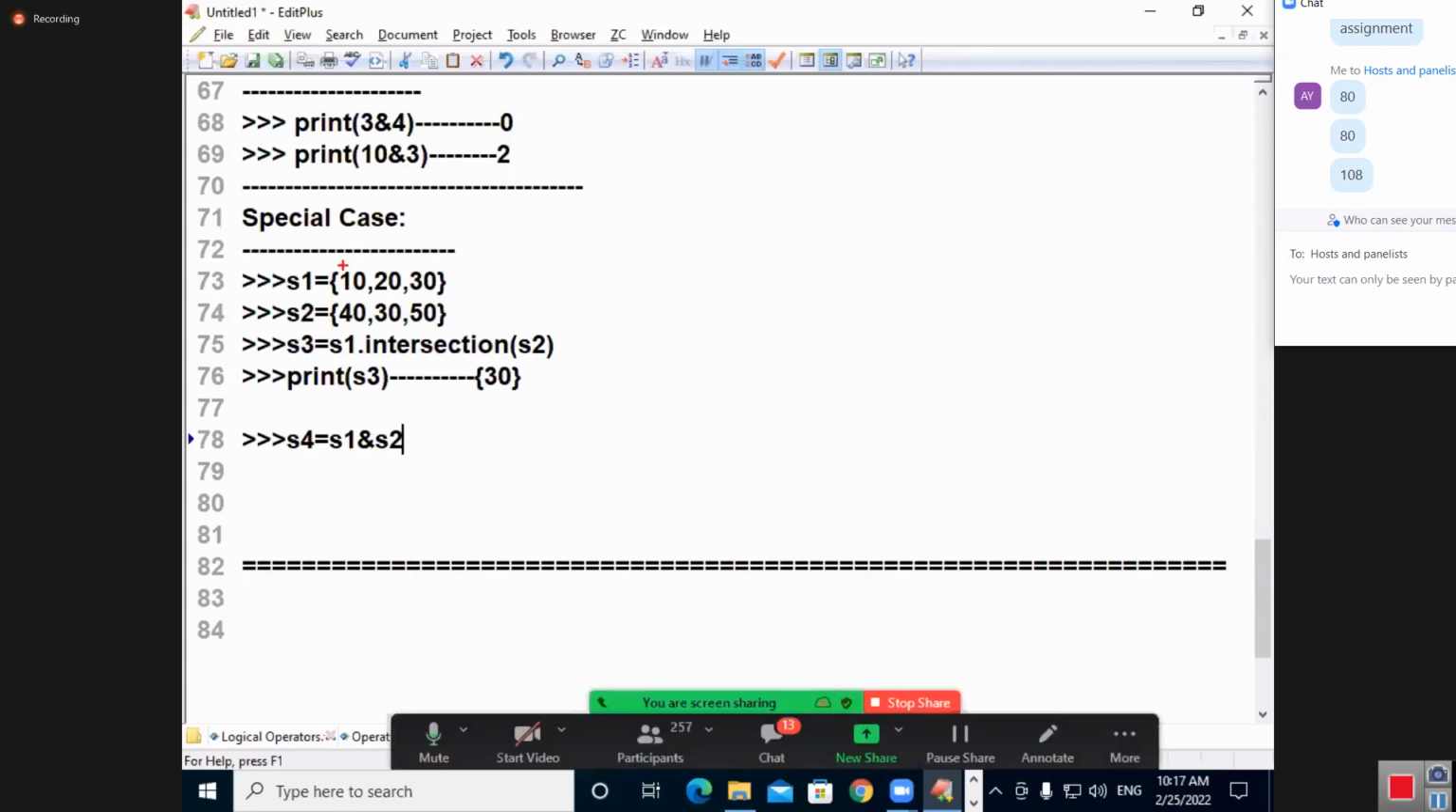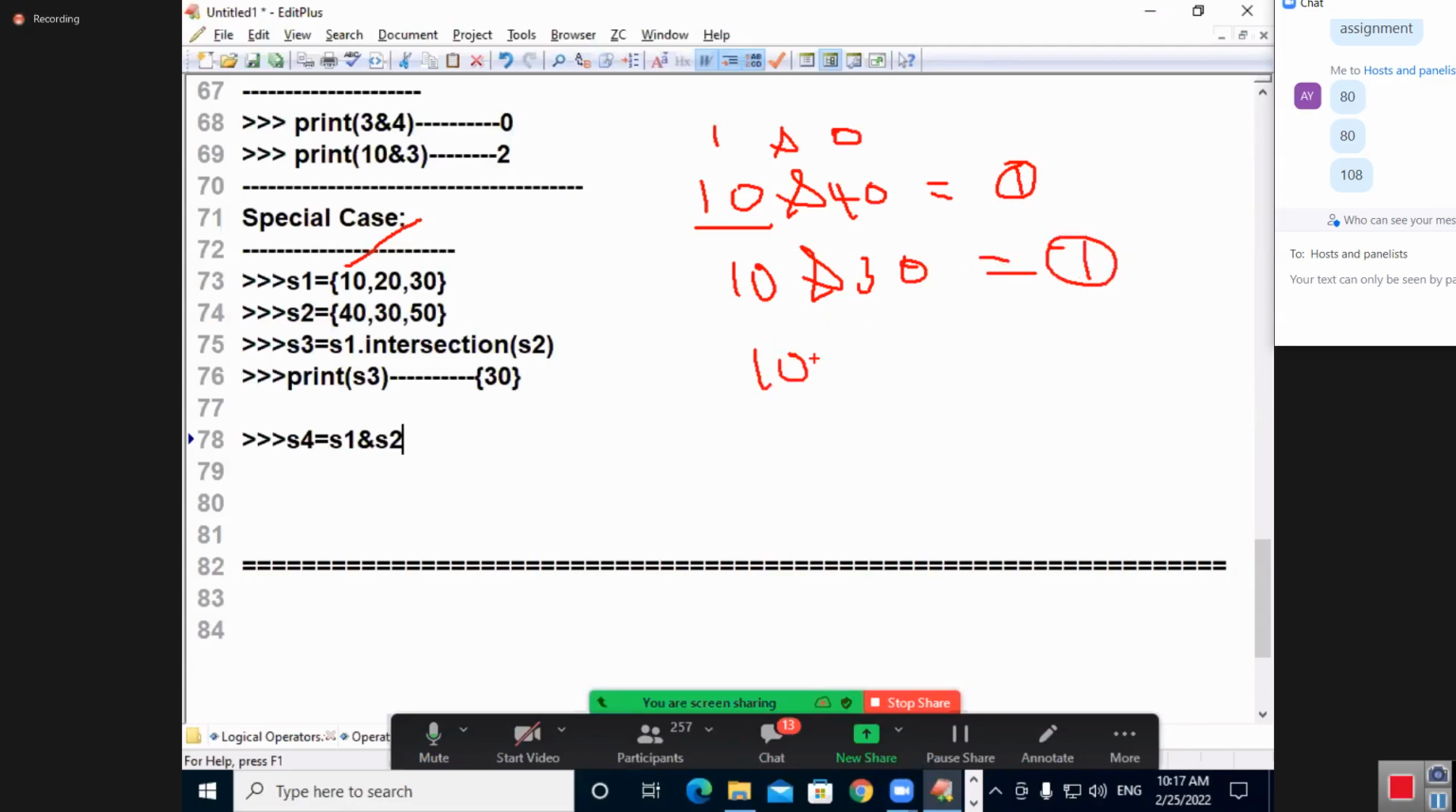First, what is considered? 10. 10 and 40. What is going to be that? 10 is nothing but what it is going to be. First one you are considering 1, and this is going to be considered 0 because it is not equal. Next, 10 and 30? Not, the values are different. Next, 10 and 50 is 0. That means there is no equality for the 10 in the next set.